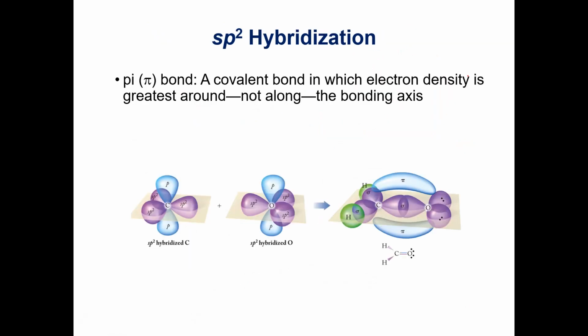So a pi bond is a covalent bond where the electron density goes around instead of along the bonding axis. So we get this pi bond here between the carbon and the oxygen.